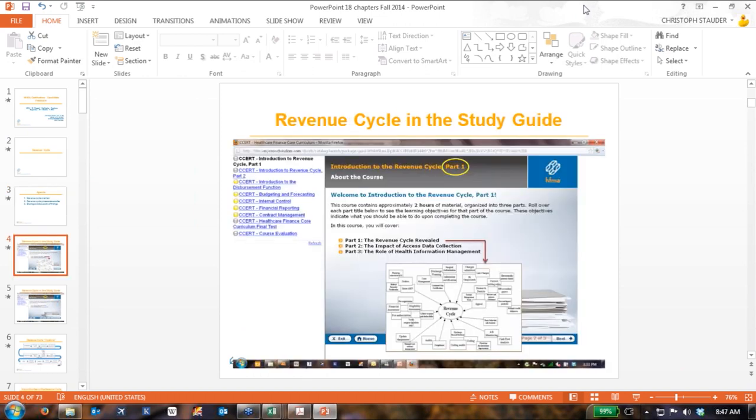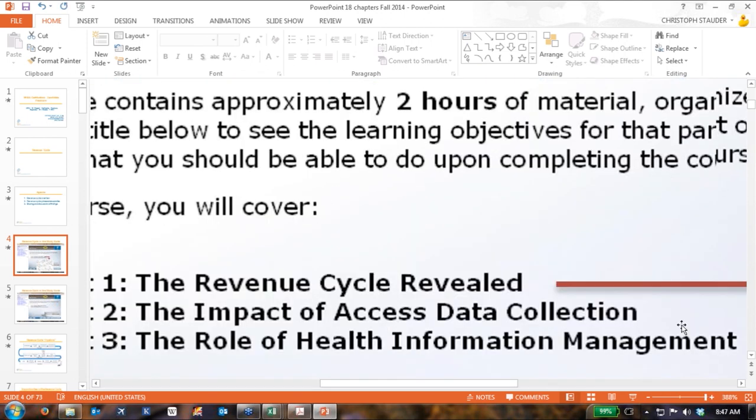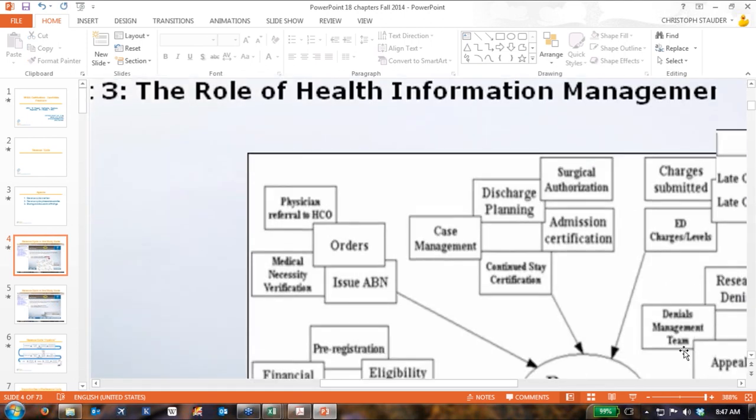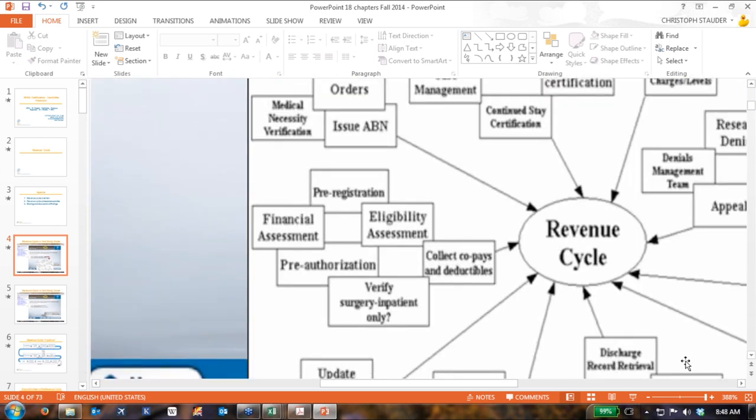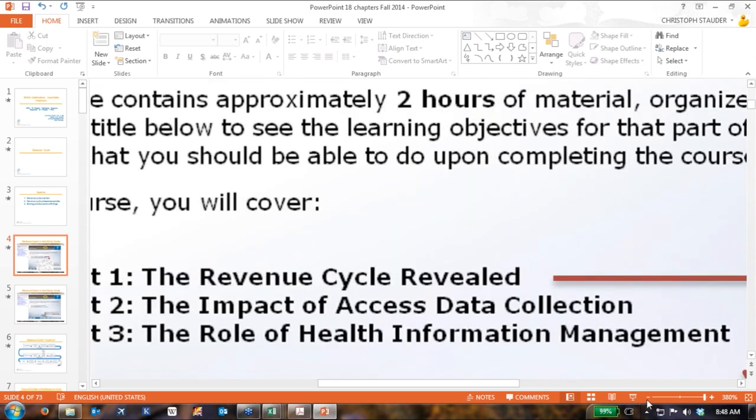The revenue cycle is portrayed in the online study material as a kind of a solar system in a way, with the revenue cycle in the middle. I'm going to blow this up to make it as big as I can, and with all kinds of satellites and planets and pieces of space debris circling around the revenue cycle. That's perhaps true, but not a particularly helpful way in learning the revenue cycle.